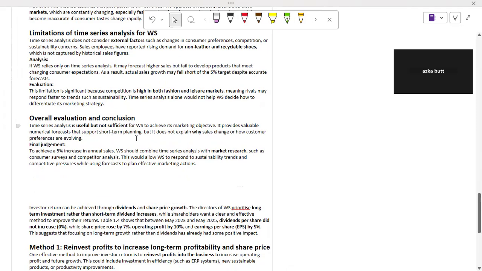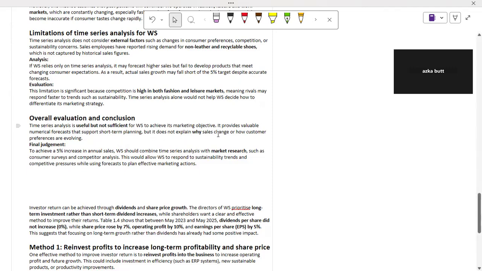Whenever you are talking about any one method which gives you information related to quantitative figures only, you should always make this point in the evaluation that quantitative information alone is not enough. It's very important for the business to gather qualitative information about the market.